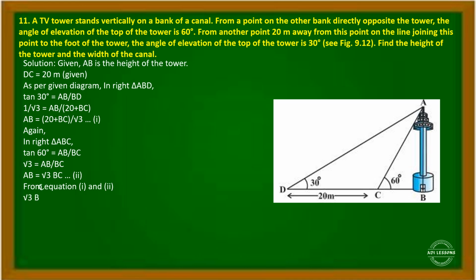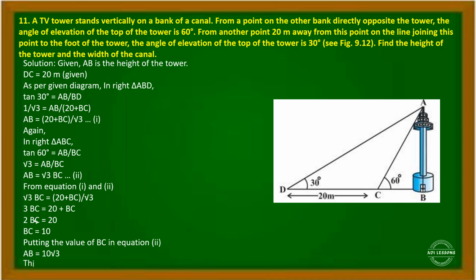Root 3 equal to AB by BC. AB equal to root 3 BC. This is equation 2. From equation 1 and 2, we get root 3 BC equal to 20 plus BC by root 3. So, 3 BC equal to 20 plus BC. That implies 2 BC equal to 20 and BC equal to 10. Putting the value of BC in equation 2, AB equal to 10 root 3.